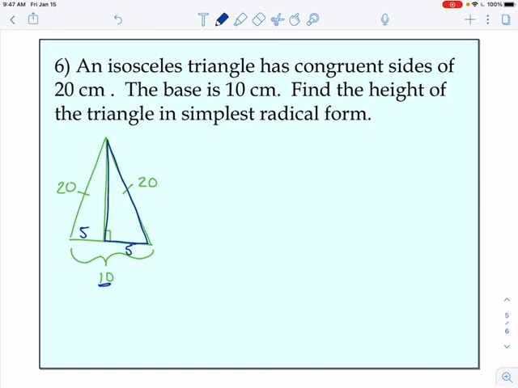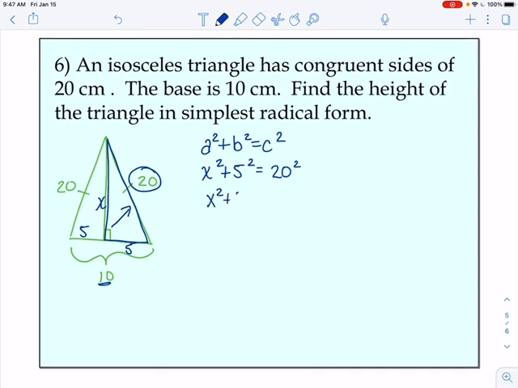I'm looking for the height. There's my side opposite my right angle. So I'm going to do a squared plus b squared equals c squared. The only thing that matters is that 20 is going in for c. So I'm going to have x squared plus 5 squared equals 20 squared. So x squared plus 25 equals 400. We'll subtract 25 from both sides, and x squared is going to equal 375.